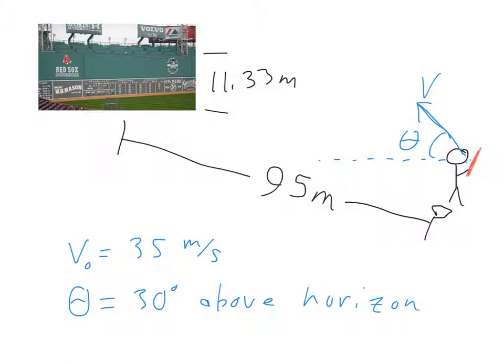So in this case, the horizontal is along the x direction here. And we want to now figure out, okay, hitting the ball with that speed at that angle, does it actually succeed in going over the Green Monster? There's in fact more than one way to see what's going to happen. So we'll try two different methods.